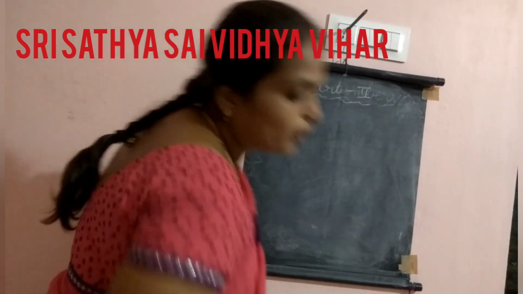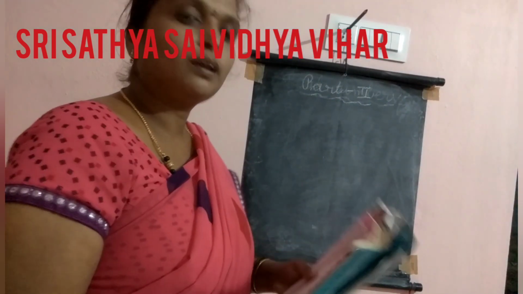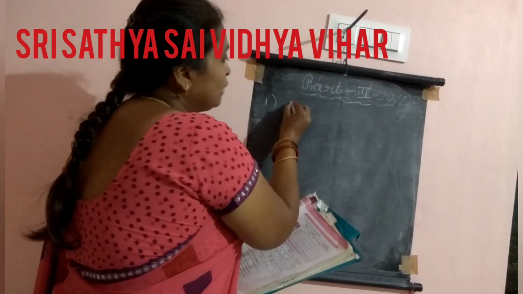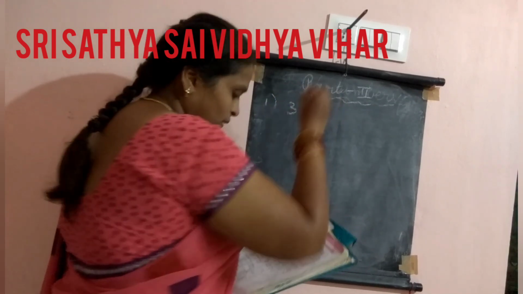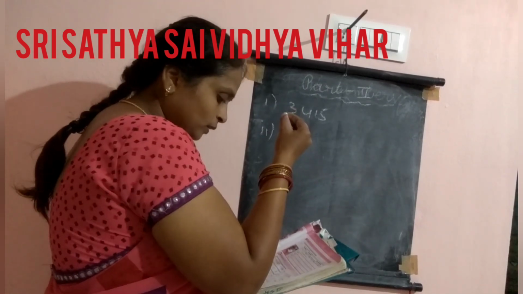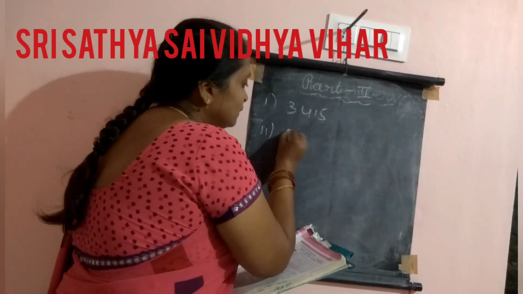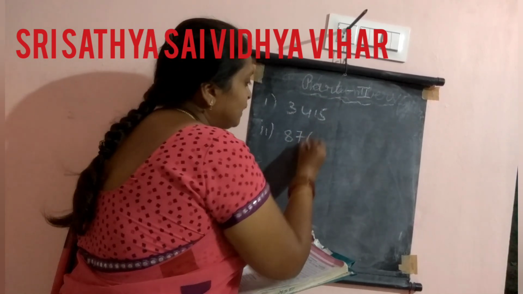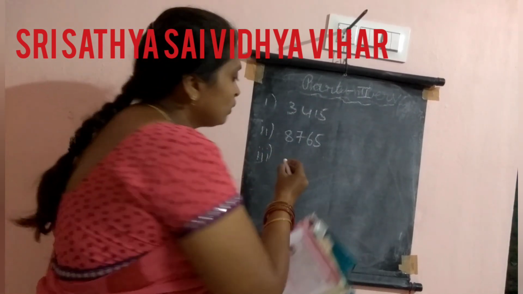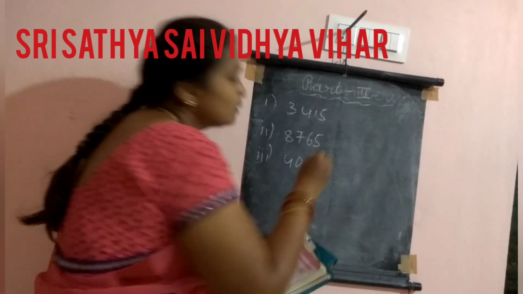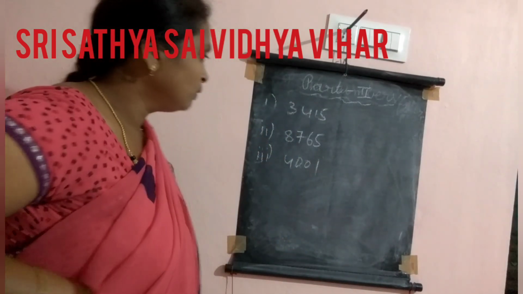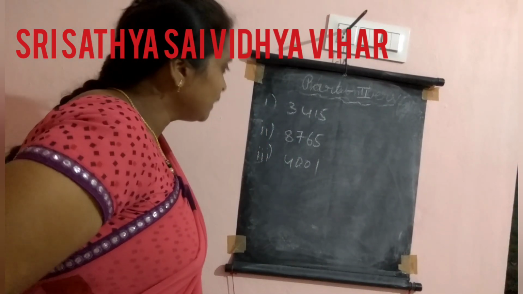Like that, some more examples are given in the hundreds, which I told you. Now we can do some nearest to thousands. First one, 3415. Second one, 8765. Third one, 4001.